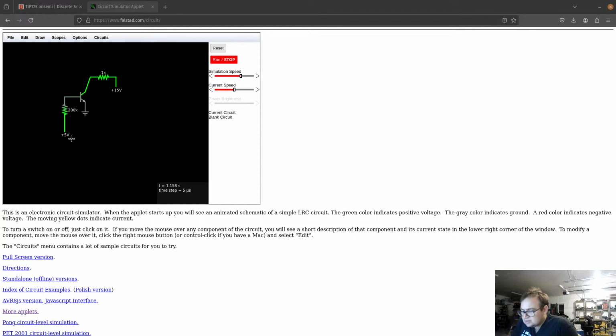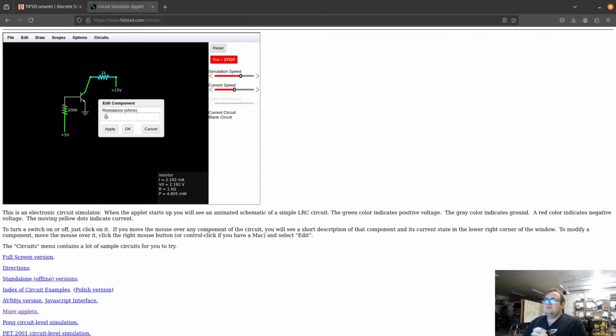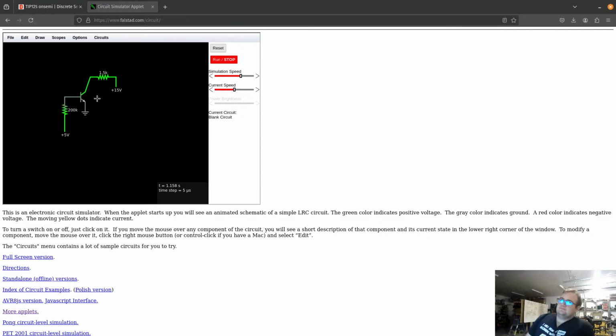What did it want this? Oh yeah, it wants this to be a 1.5. Okay, so let's put 0.5 there. Apply. Okay. Now we're going to apply this 15 volts here.